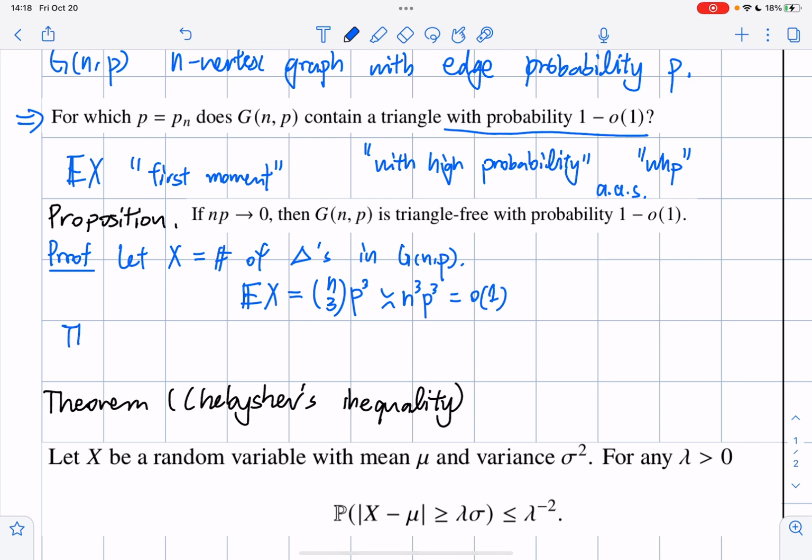Then, by Markov's inequality, we can get that the probability of X greater than or equal to 1 is less than or equal to the expectation of X over 1, which is E[X]. And this is also o(1). In other words, we can say that X equals 0 with probability 1 minus little o(1).